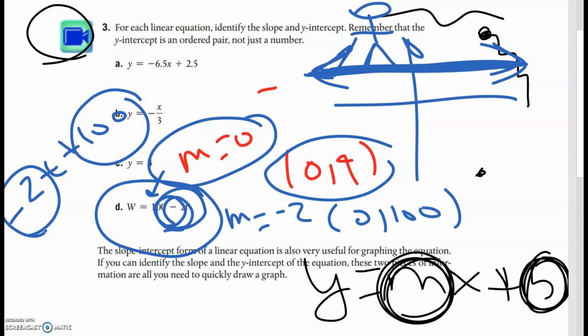All right, we're going to finish here. Go ahead and read the next example, and then we will pick up from there.